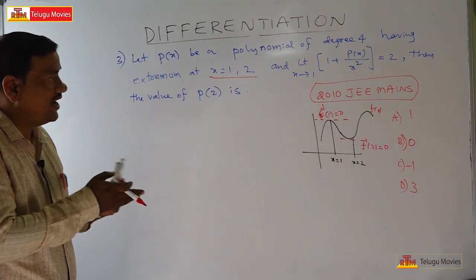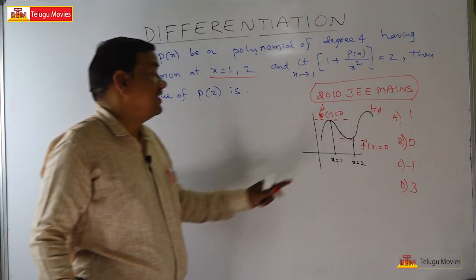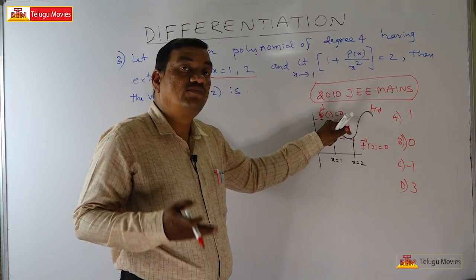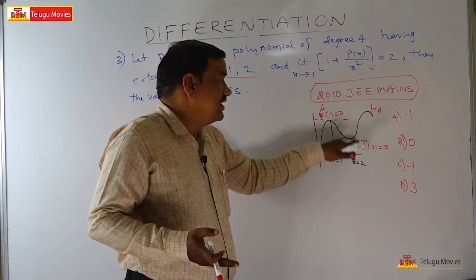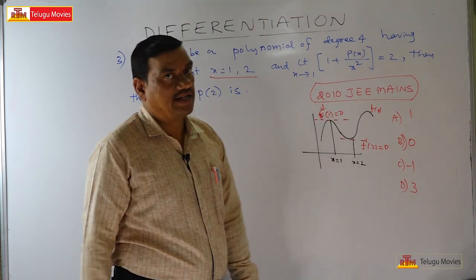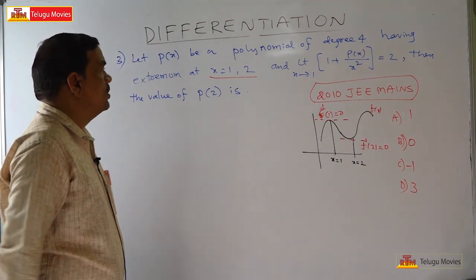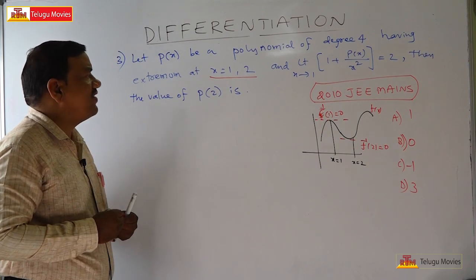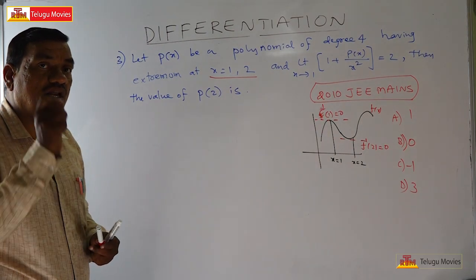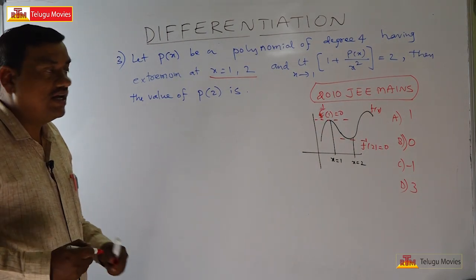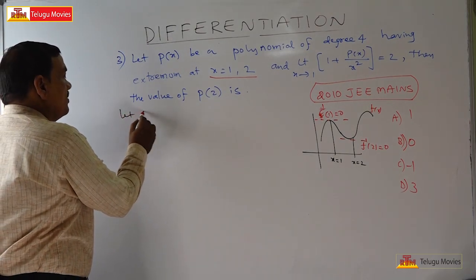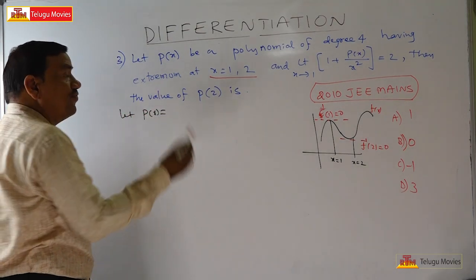Understand? If you find the slope of the tangent at x is equal to 1, that will become 0. Why? Because these two tangents are parallel to the x-axis. So if you know that, the problem will be almost over. First, he is saying that p of x is a polynomial of degree 4. So we have to consider a polynomial. So what is that polynomial? p of x is of degree 4.